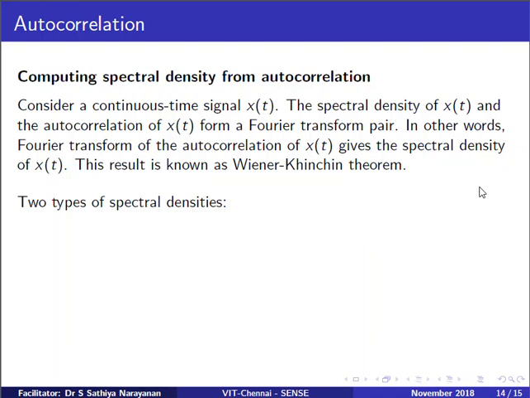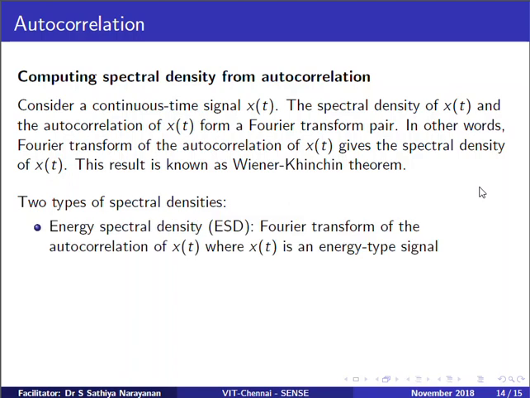There are two types of spectral density. Again, it is dependent on the signal. First, energy spectral density. Let's say your signal x of t is an energy type signal, then the spectral density of x of t is called energy spectral density. Therefore, the energy spectral density is equal to the Fourier transform of the autocorrelation of x of t.